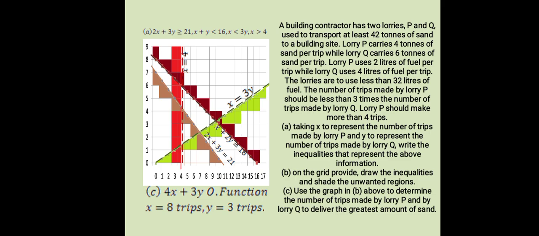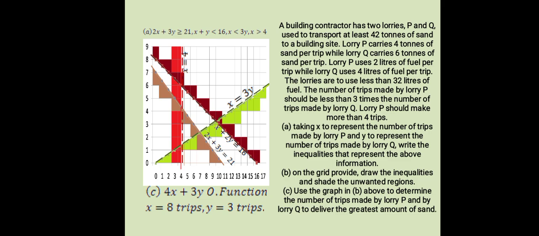A building contractor has two lorries P and Q used to transport at least 42 tons of sand to a building site. Lorry P carries 4 tons of sand per trip, while Lorry Q carries 6 tons of sand per trip. Lorry P uses 2 liters of fuel per trip, while Lorry Q uses 4 liters of fuel per trip. The lorries are to use less than 32 liters of fuel.